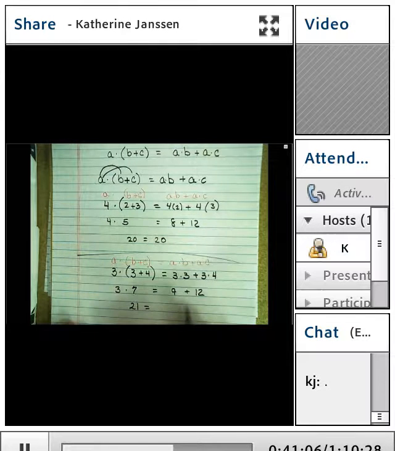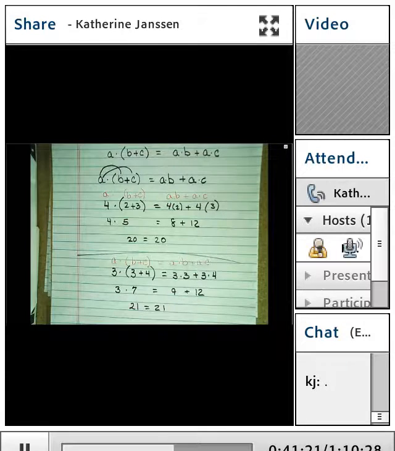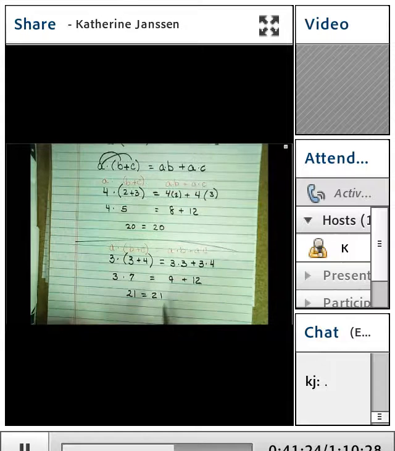9 plus 12 would be 21. So it appears that our distributive law holds true. You'll want to practice the distributive law and make sure that you understand how it works.